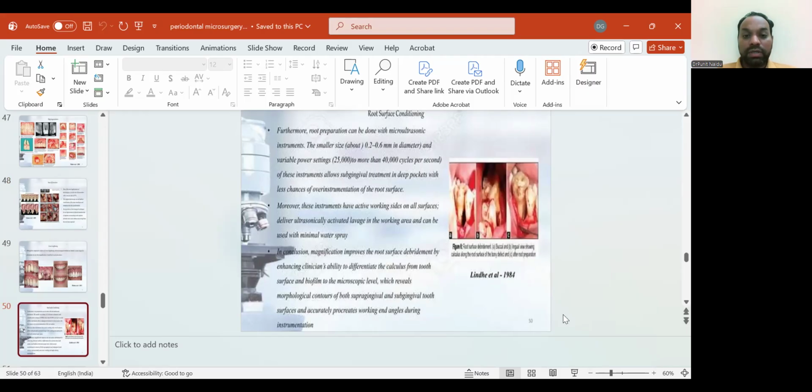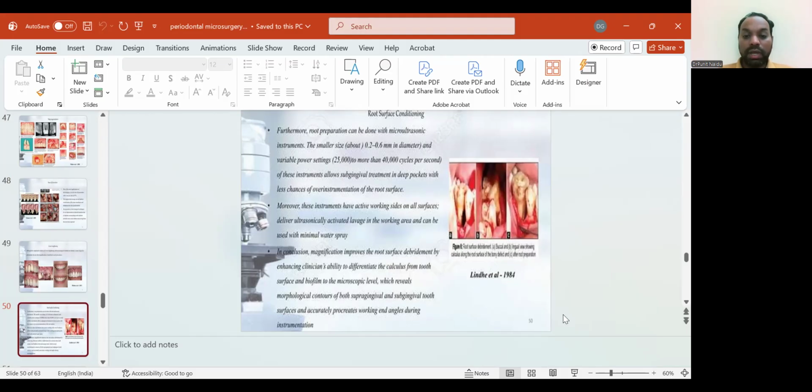Microsurgery in root surface conditioning. Root preparation can be done with micro ultrasonic instruments. Smaller in size, about 0.2 to 0.6 mm in diameter, with power settings of 25,000 to more than 40,000 cycles per second. These instruments allow subgingival treatment in deep pockets with less chance of over-instrumentation.